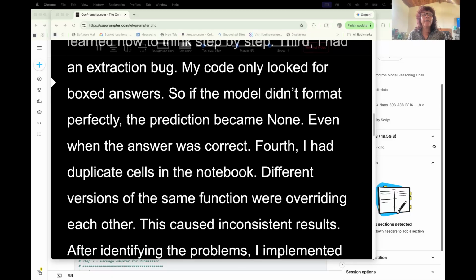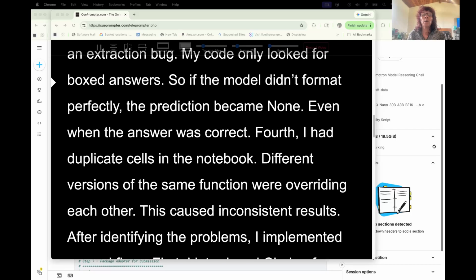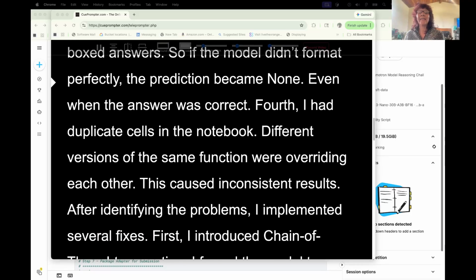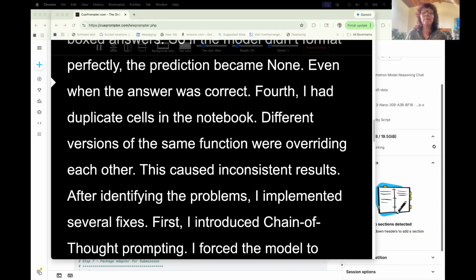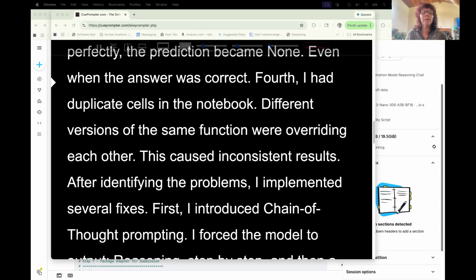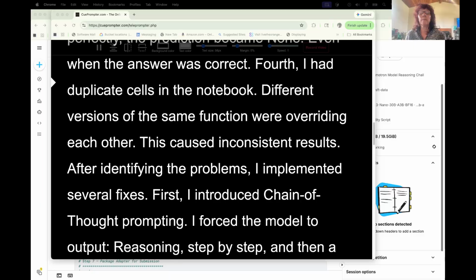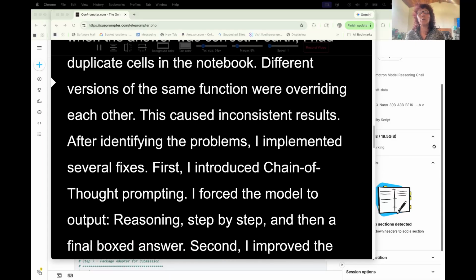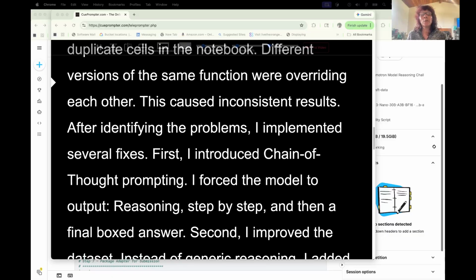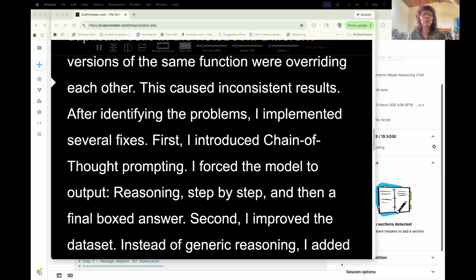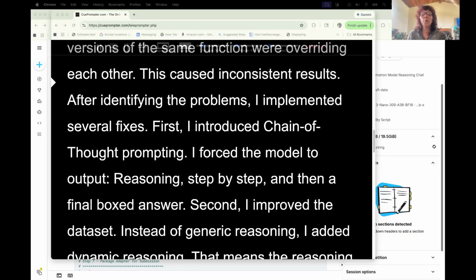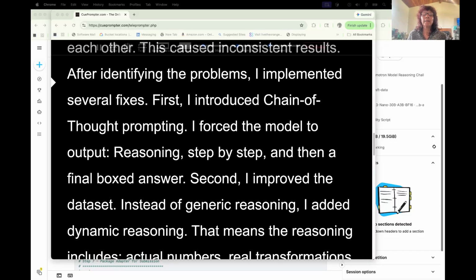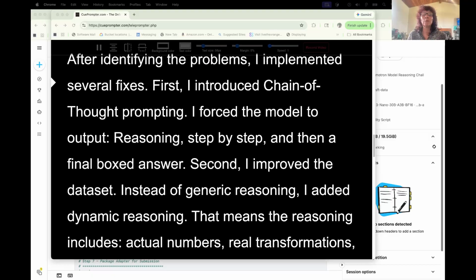Third, I had an extraction bug. My code only looked for the boxed answer, so if the model didn't format perfectly, the prediction became None, even when the answer was correct. Fourth, I had duplicate cells in the notebook. Different versions of the same function were overriding each other. This caused inconsistent results.